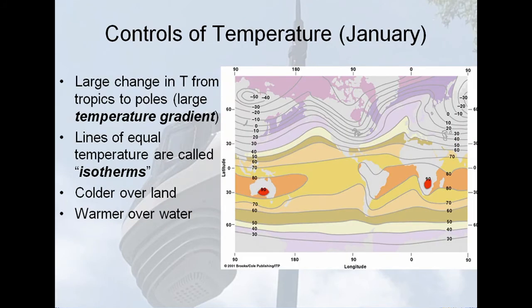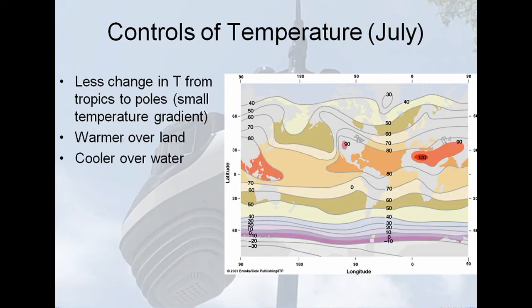So, controls of temperature. In January, there is a large change in temperature from the tropics to the poles. We know that, north and south, from incoming solar radiation. And then there are lines of equal temperature called isotherms. That's how temperatures are determined and interpreted on a weather map. And then it's colder over land, warmer over water.